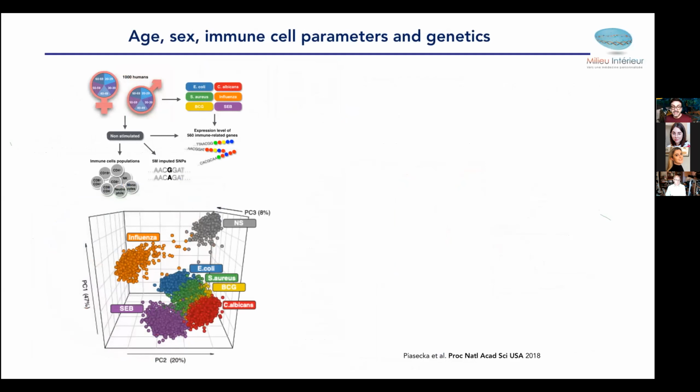And finally, the last example I want to share with you. All that I've been telling so far for this study of Milieu Intérieur was at the steady state, our microbiome, or cellular diversity in our blood. But what about when we infect blood? So this is what we did in the 1,000 individuals. We used different bacteria, viruses, or fungi, as you can see here. And again, here you have a principal component of the expression data: non-stimulated, influenza virus, and other bacteria and fungi. And the question was, which are the factors, again, that explain this diversity?